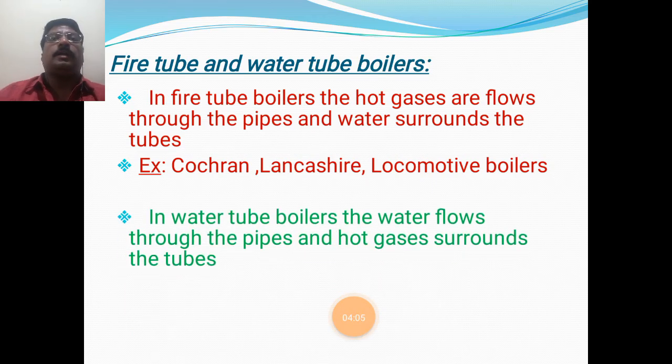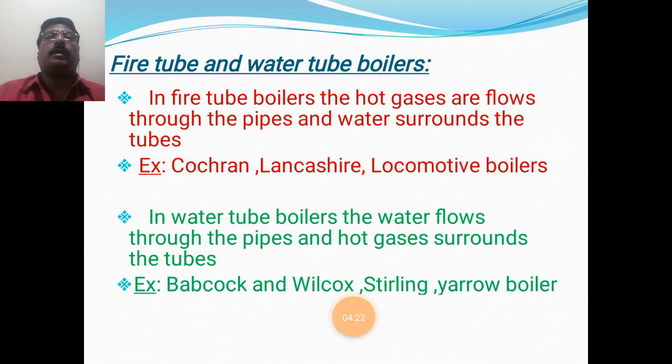In a water tube boiler, the water flows through the pipes and hot flue gases surround the tubes. So both are vice versa, and such types of boilers are known as water tube boilers. Examples of water tube boilers are Babcock and Wilcox, Stirling and Yarrow boilers.